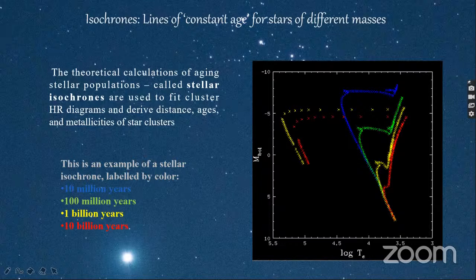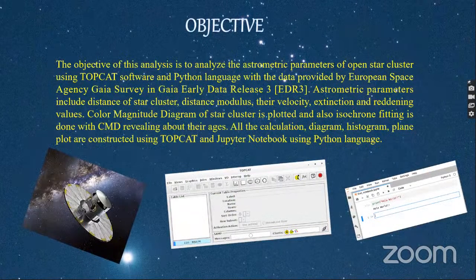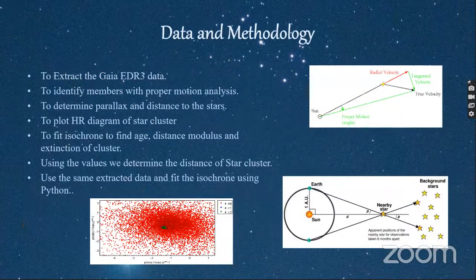My objective was to extract data from Gaia using TopCat software, and to find the distance modulus, distance, extinction, and reddening of the star clusters using TopCat and Python, I mean Jupyter Notebook. What steps did I follow? First, I extracted the Gaia data using TopCat, doing a VO cone search. For all the clusters, I used a 1 degree radius.